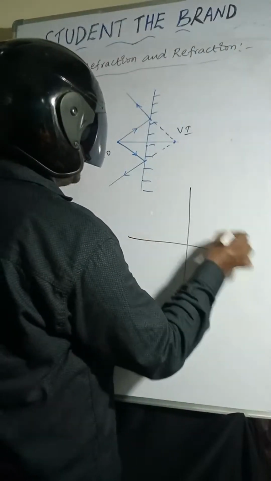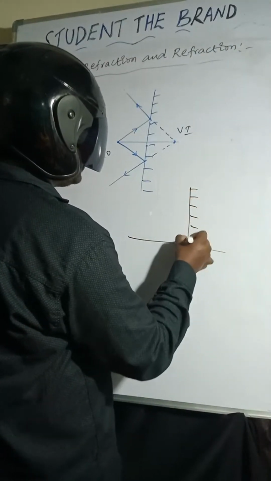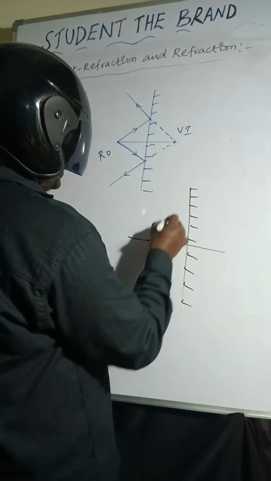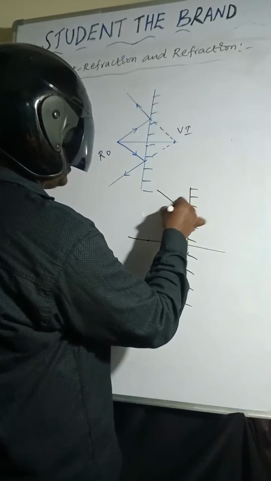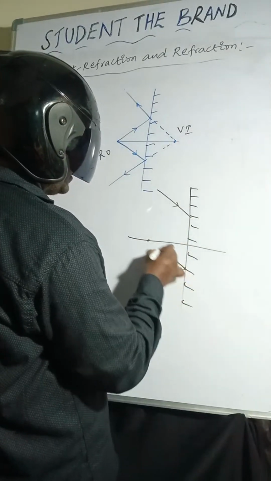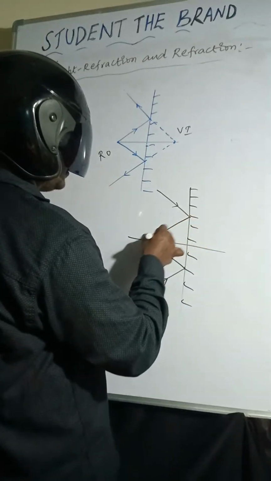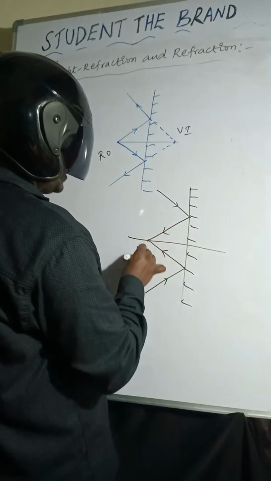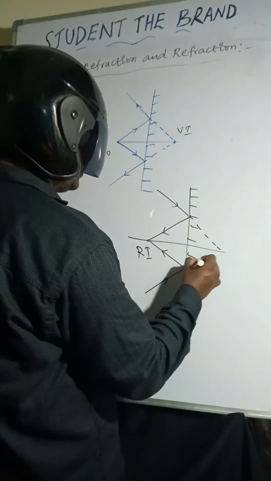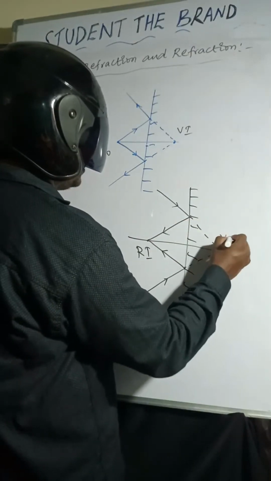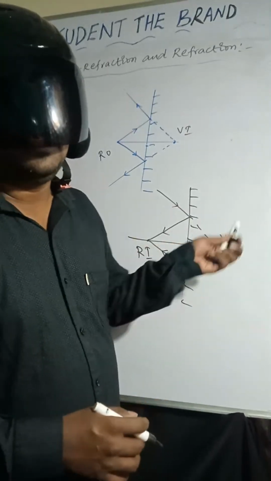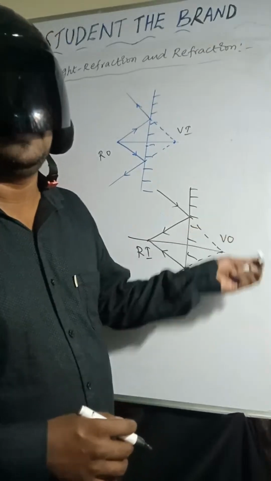So I am taking the plane mirror here. Here, light rays are coming from infinity. After reflection those are moving from here. Light rays are moving here. So here this is the real image. If you are extending those light rays also, this is a virtual object. Real image and virtual object.